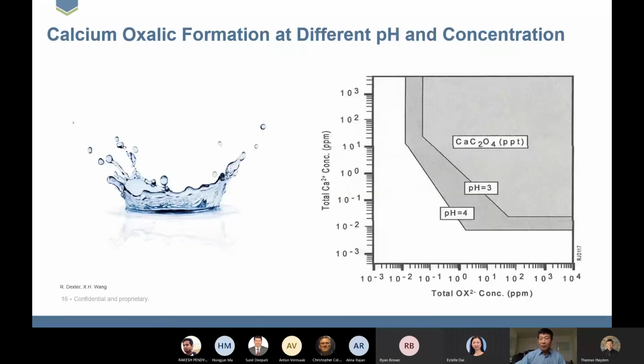So this is a calcium oxalate chart we built up. You can look at how much oxalate concentration and how much calcium concentration, and you can actually find where the supersaturation point is. If you're in this dark region, you may potentially form scale, and then you need to purge some of that filtrate out.